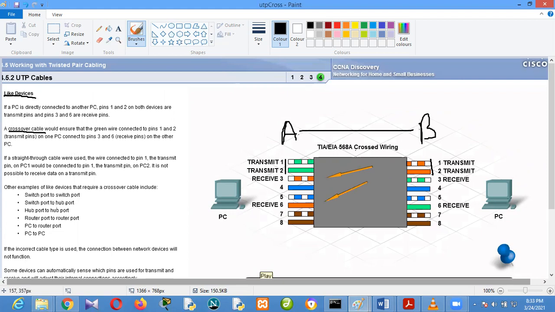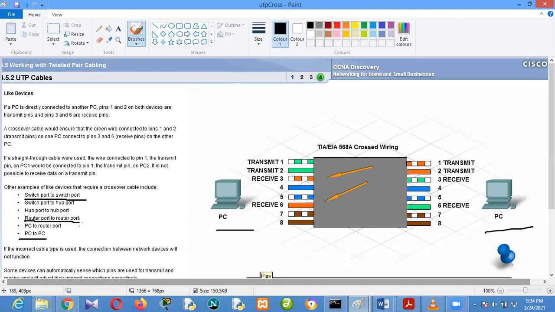An example of like devices is when you're connecting a PC with another PC, or a switch with another switch, or a switch with a hub, or a hub with a hub. Let me make it clearer. When you're connecting PC to PC, or switch to switch, or router to router, or hub to hub, you use crossover. That's what we call like devices.